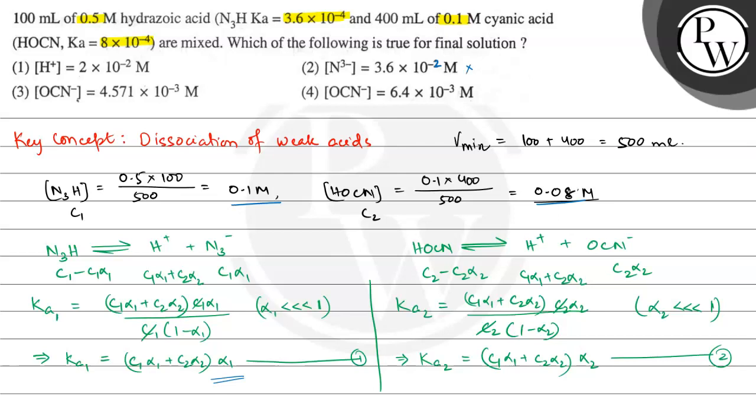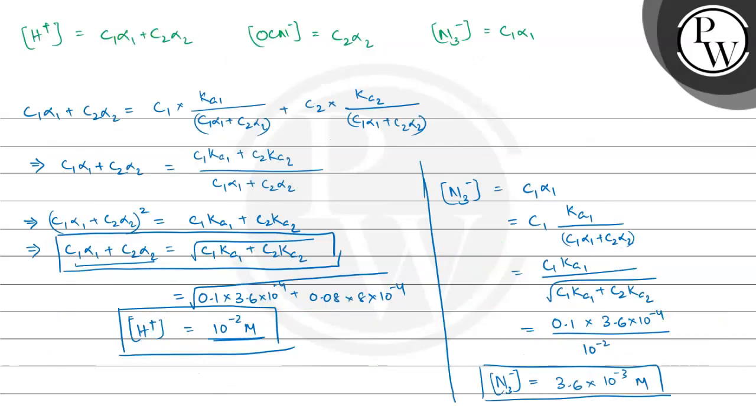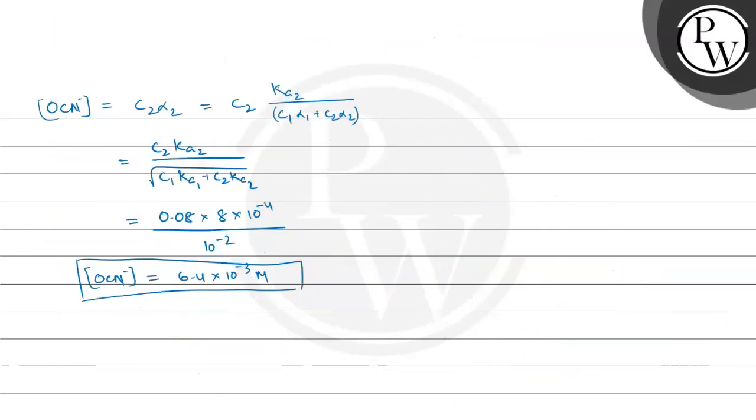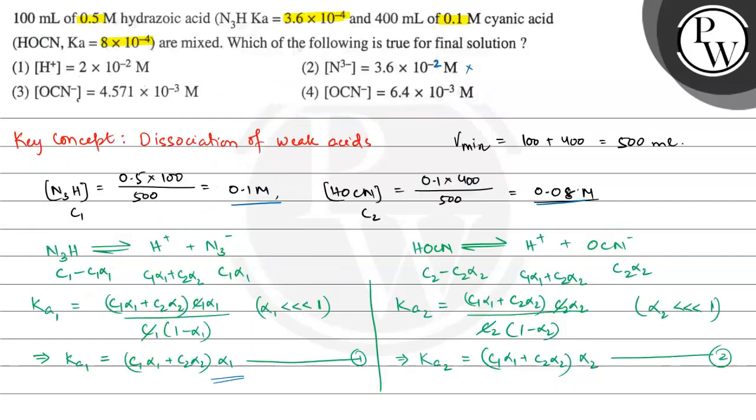Let us talk about option 3. Option 3 says OCN minus concentration is 4.571 multiplied by 10 raised to the power minus 3, which is incorrect because OCN minus concentration is 6.4 into 10 raised to the power minus 3, which is correctly given in option number 4. So our correct and final answer is option number 4. This is the required solution, and I hope you understood the concept well. Best of luck.